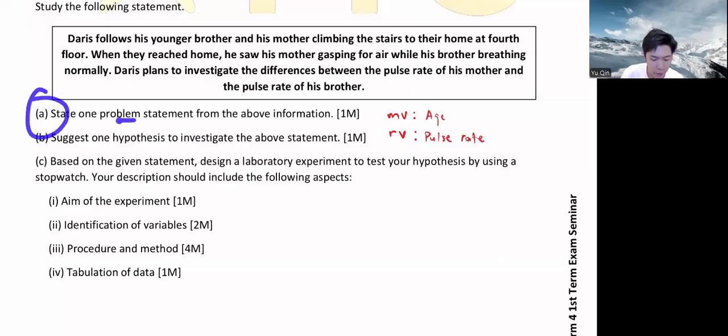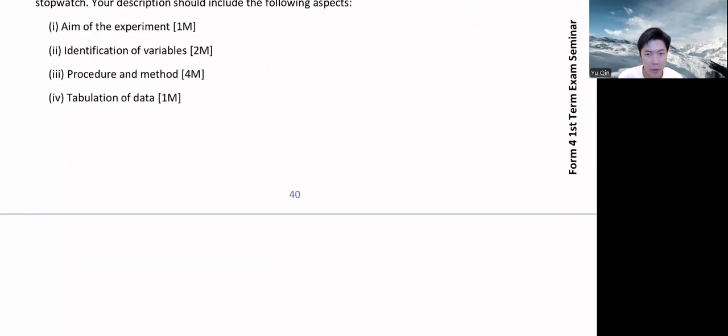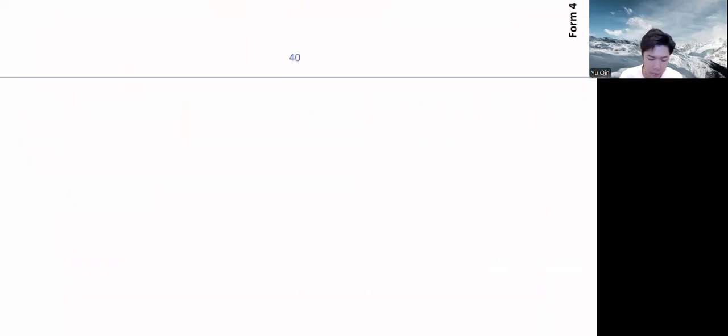So A, right? Problem statement. Okay, so I'm going to go to my empty page. Do you all have any space for writing, or get yourself a test pad or something?